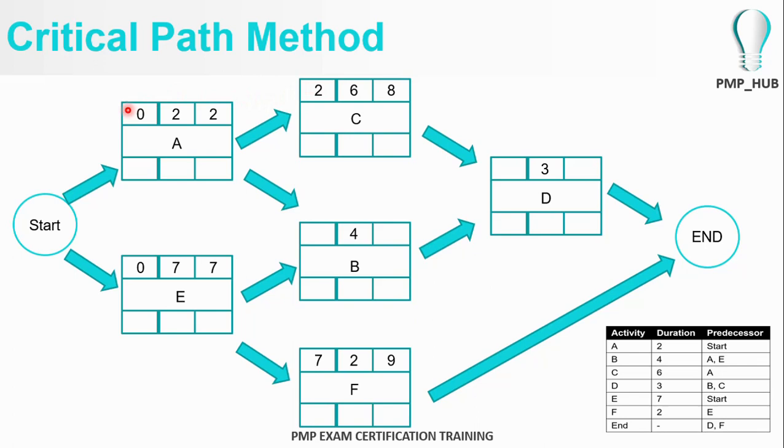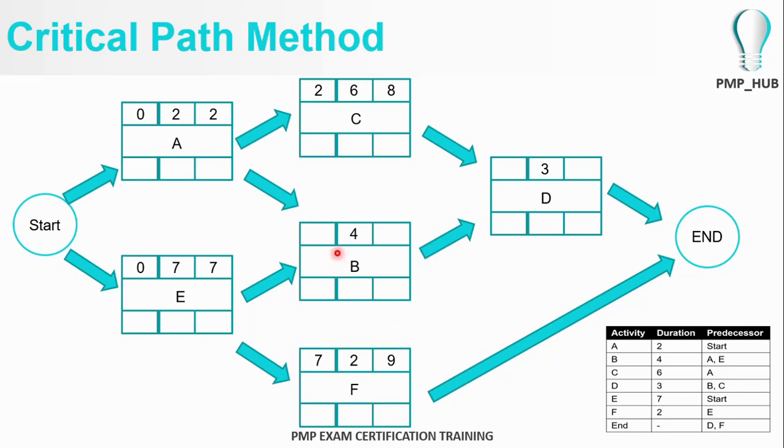So we start from day 0, 2 days for activity A. The earliest finish time will be 2 days. Activity C will start from the second day, 6 days for it, and the earliest finish time is 8 days. Activity E, starting from 0, takes 7 days, earliest finish time is 7, and activity F, which is directly after activity E, the earliest start date is 7, 2 days to complete, and the earliest finish time is 9.